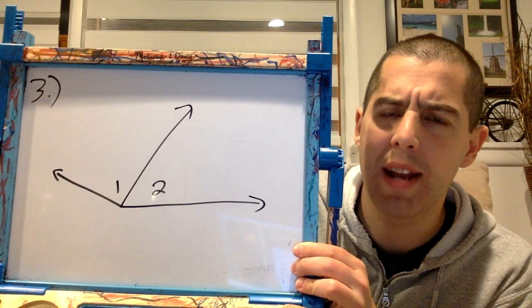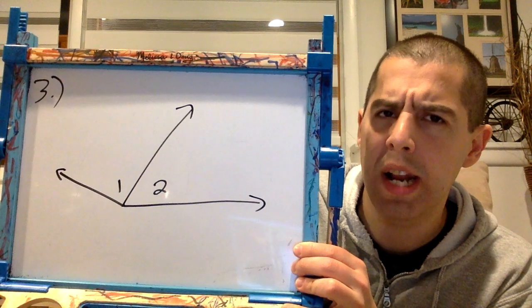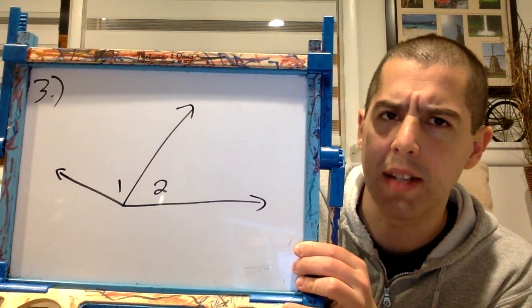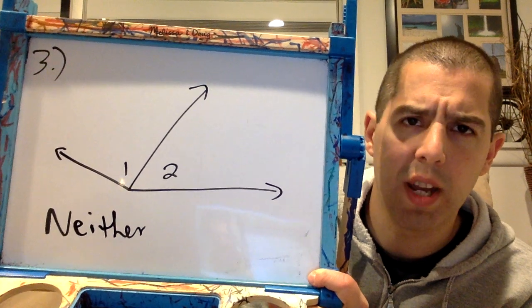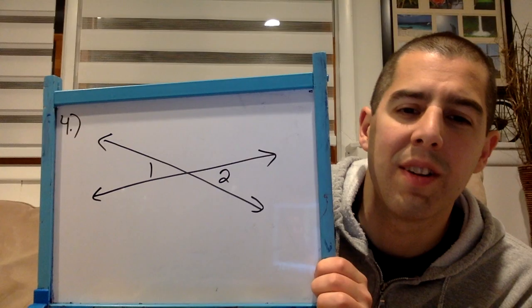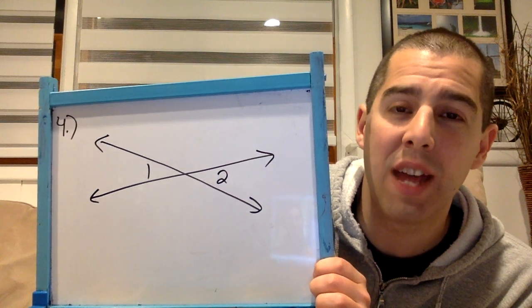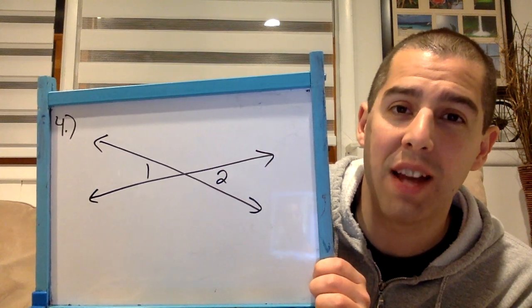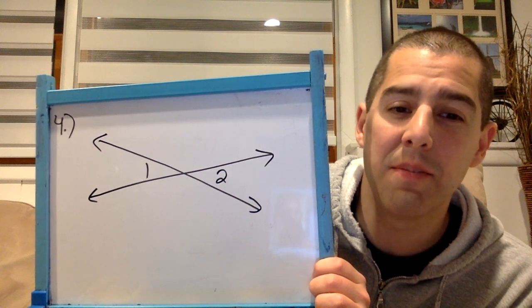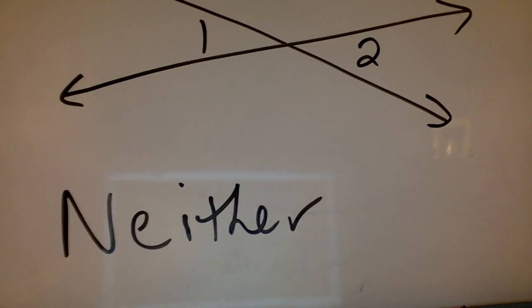I don't see a right angle. I don't see a straight angle. That means number three is neither. For number four, angle 1 and angle 2 don't make a 90-degree angle. They don't make a straight angle, so they are neither.